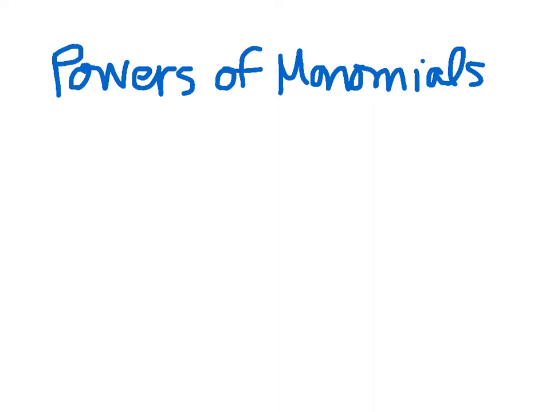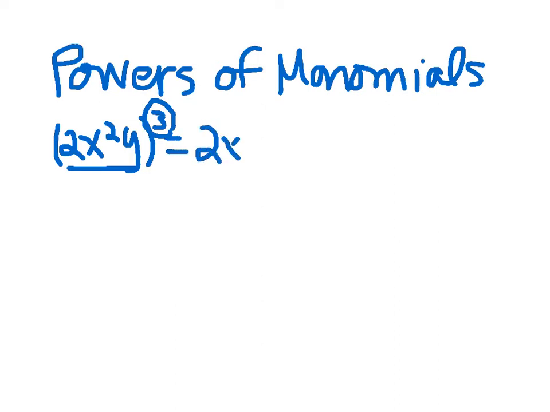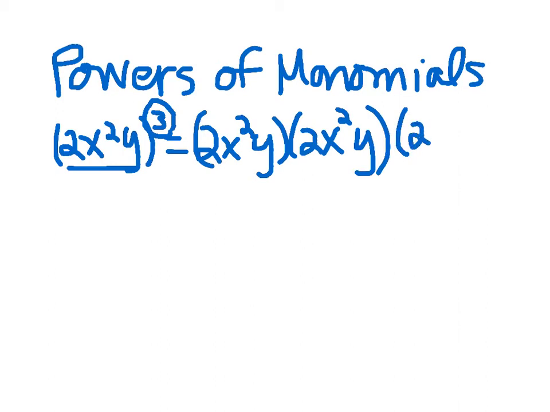Today we're going to examine the concept of taking powers of monomials. If I say to you (2x²y)³, based on what we already know, that means I'm multiplying this, because it's in parentheses, by itself 3 times. So that's pretty much the definition of exponents. That means I have 2x²y times 2x²y times 2x²y. Well, we already know that when we multiply monomials, we are multiplying the coefficients.